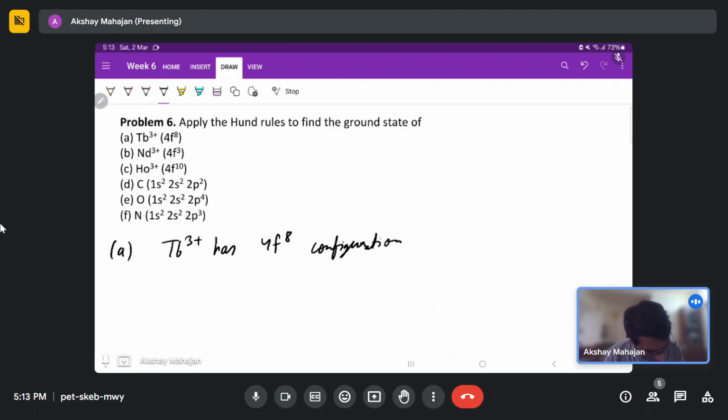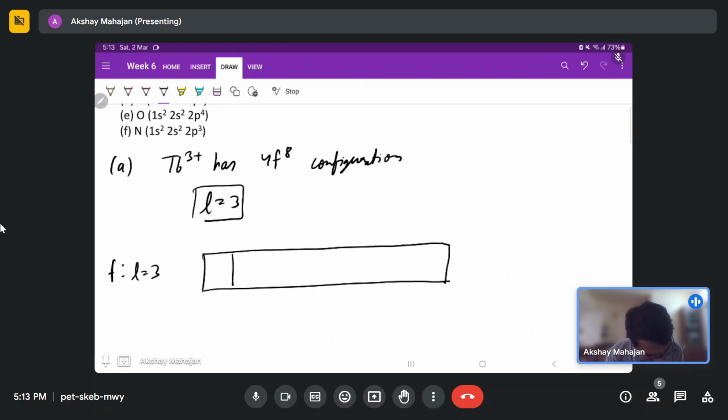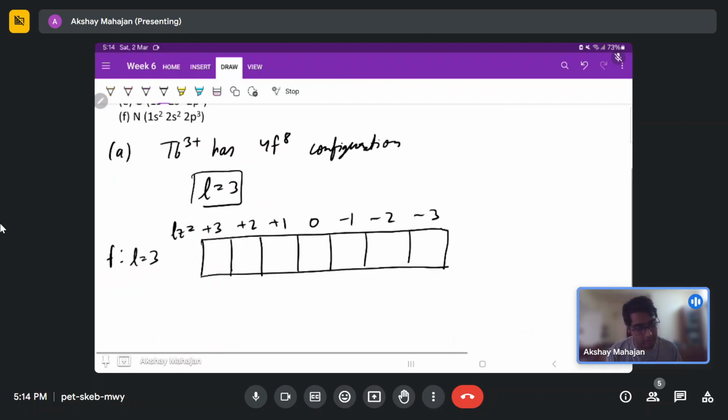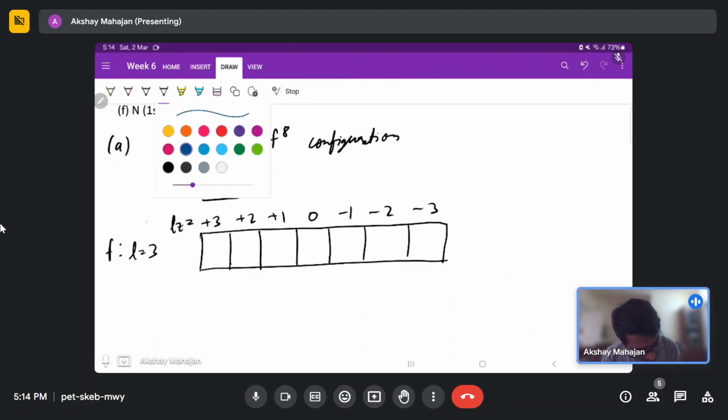So in this case we have L equals 3 for the F shell, and L equals 2 for the D shell. So for L equals 3, the Lz values go from +3, +2, +1, 0, -1, -2, -3. Alright. Now again, according to Hund's law, we will start filling the electrons within this F shell.